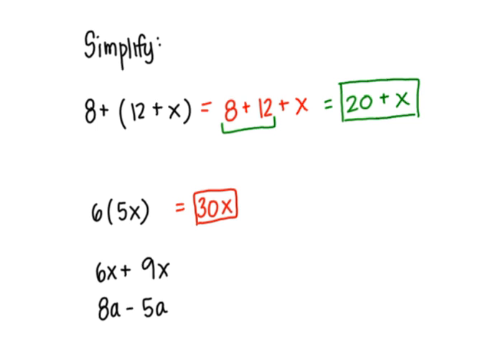Our next two examples ask us to combine like terms. The way you combine like terms is you keep the variable part and you add the coefficients. So 6 plus 9 would be 15 with an x. Notice it's a plain x, not an x squared. Basically, you're saying I have 6 x's and I have 9 x's, so how many x's do I have? And that would be 15. 8a minus 5a would give me 3a.